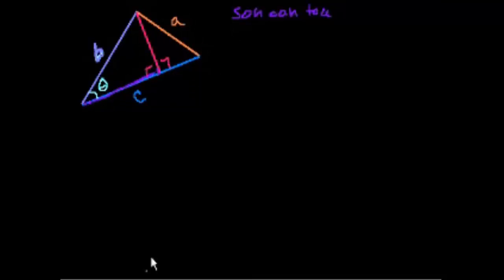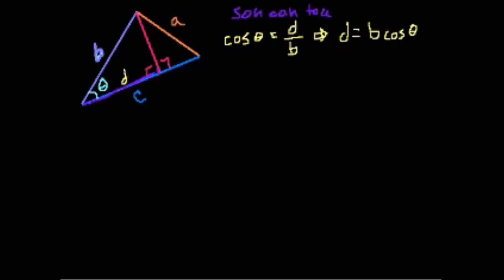Actually, I'm going to stick to one color because it'll take me forever if I keep switching colors. We know that cosine of theta, let's call this subside, let's call this D, side D. We know that cosine of theta is equal to D over B, right? And we know B, so D is equal to B cosine theta.